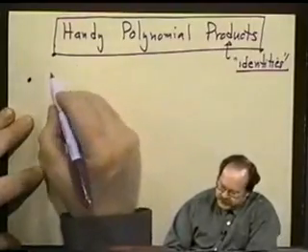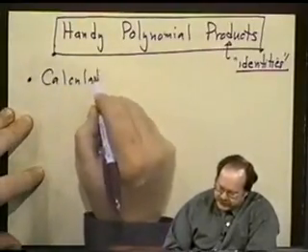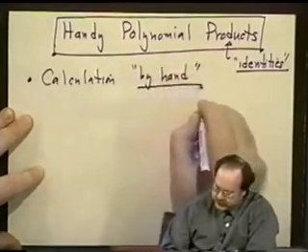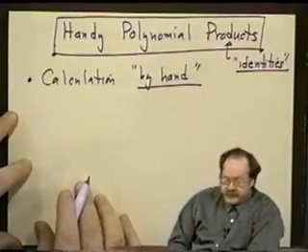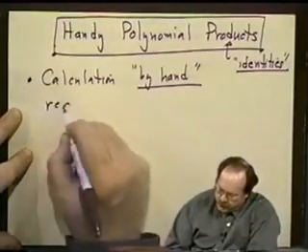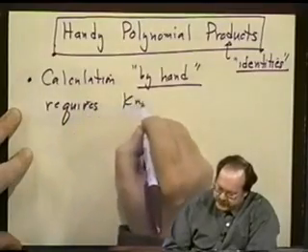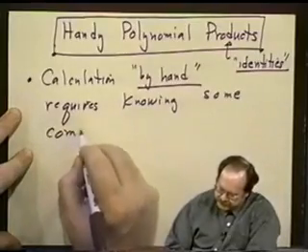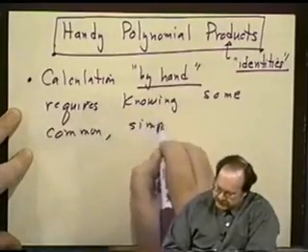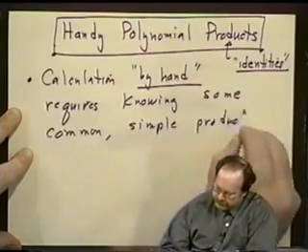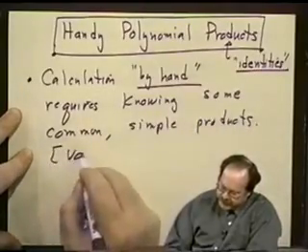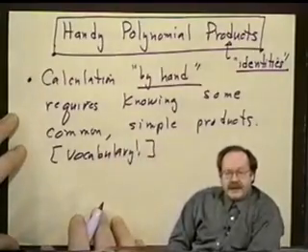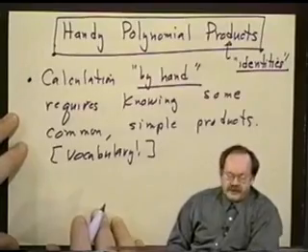All right, why would one want these products? Well, when you do calculation by hand, which is the way you're going to do most of your work, at least in the initial stages, that requires knowing just a few common simple products. And you can think of this as vocabulary. Thinking of the language of mathematics now, that's vocabulary. Now, why would you want to know that?